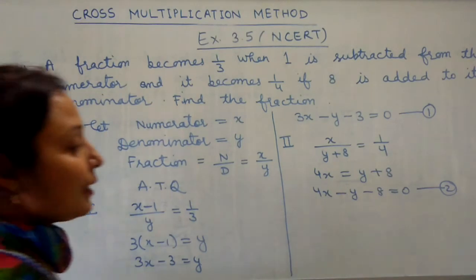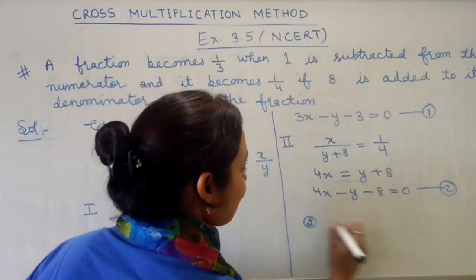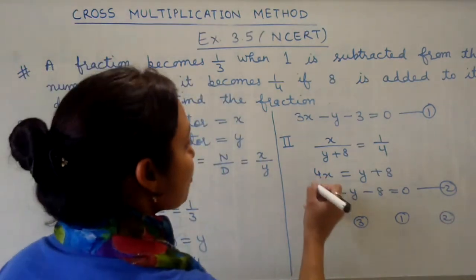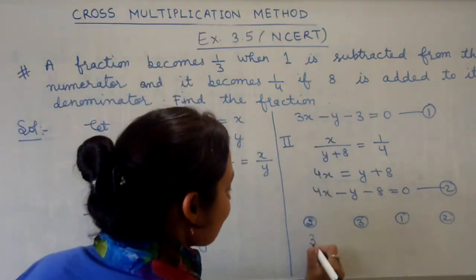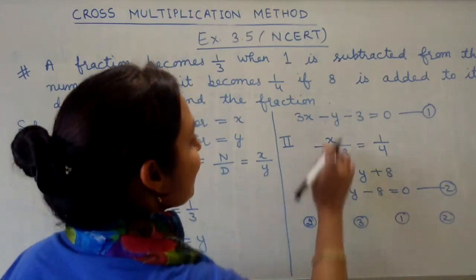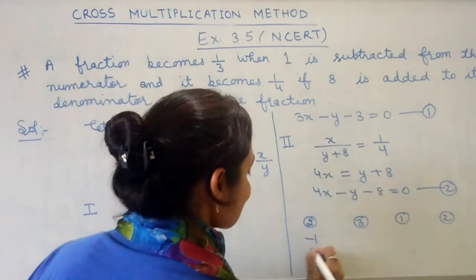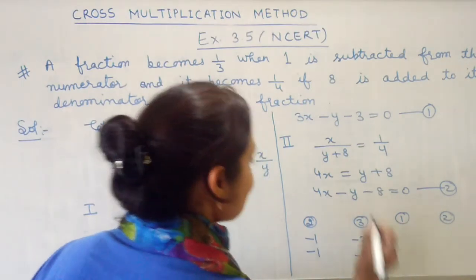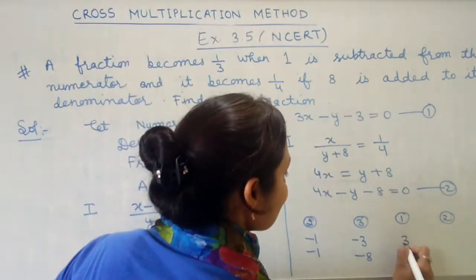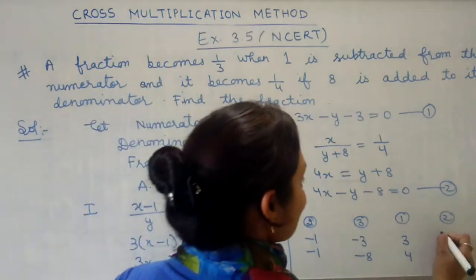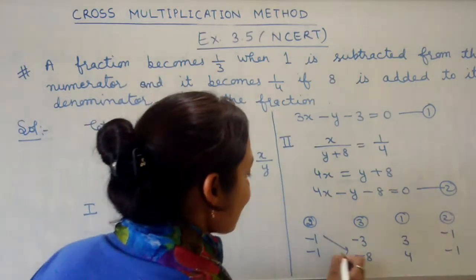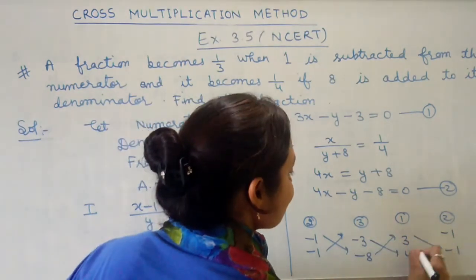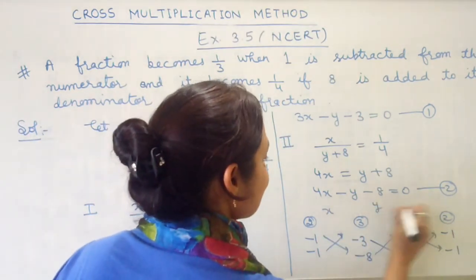Now I will write the coefficients: 3, minus 1, minus 3, and 4, minus 1, minus 8. Write the first row 3, minus 1, minus 3, then 3 and minus 1 again, and the second row 4, minus 1, minus 8, and repeat 4 and minus 1 again. Take cross multiplication like this. This is x, this is y, this is 1.